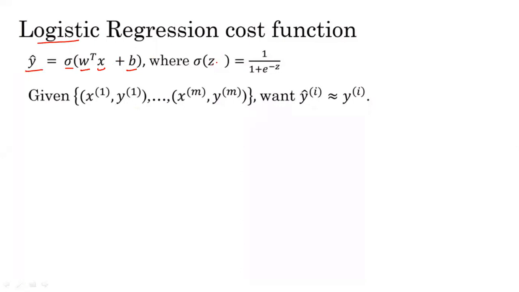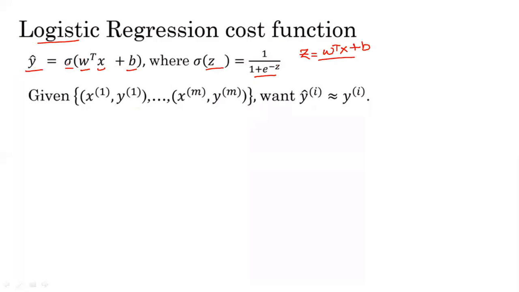Sigma of z can be represented as 1 upon 1 plus e to the power of minus z. Here z represents w transpose x plus b. This is the formal representation of z. One thing to mention here is that y is not the actual output, it is the predicted output. Y hat is the predicted output that we have got using this formula, sigma of w transpose x plus b.